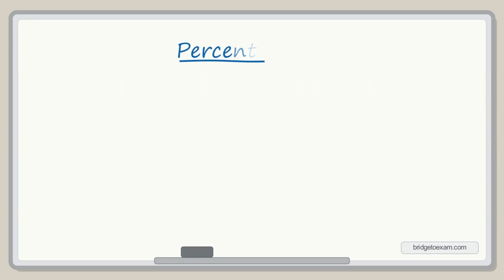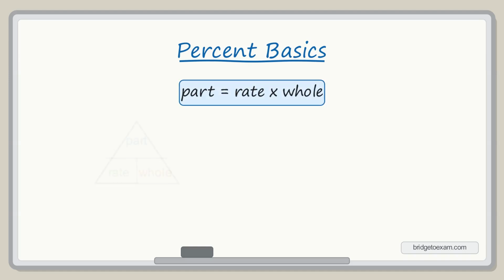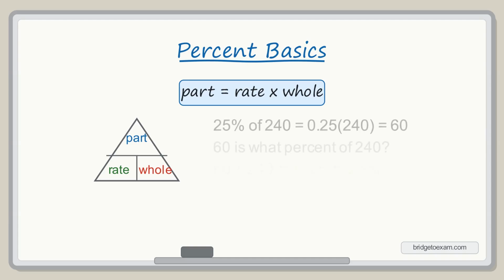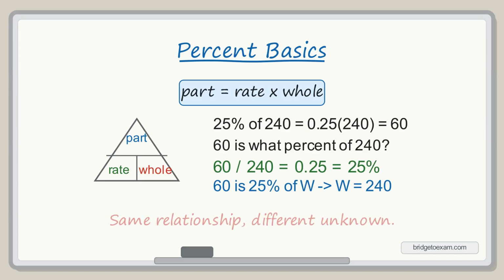The core relationship is part equals rate times whole. 25% of 240 is 60. If the question asks for the rate, divide the part by the whole. If it asks for the whole, divide the part by the rate.